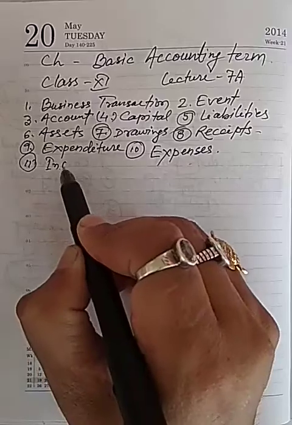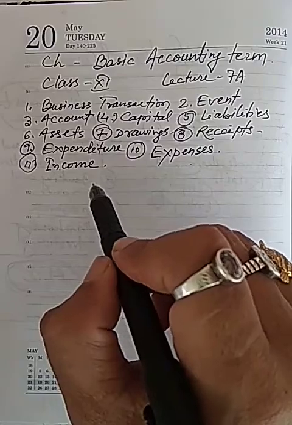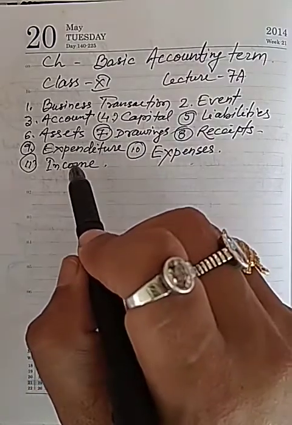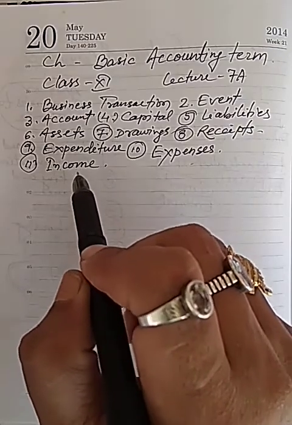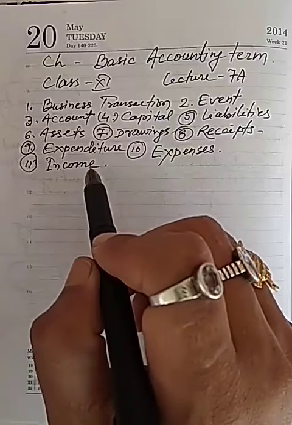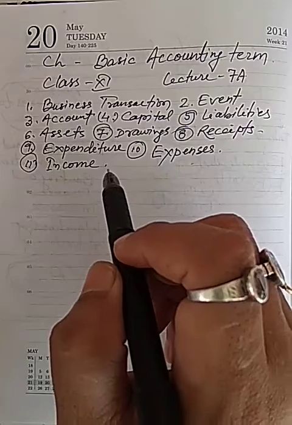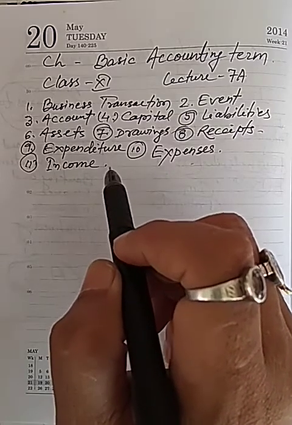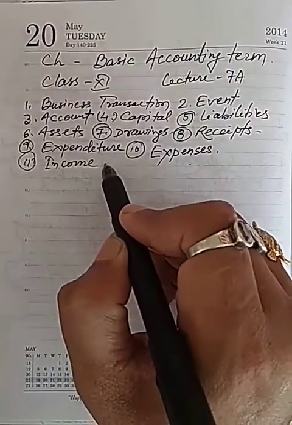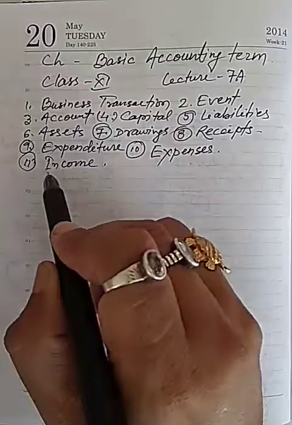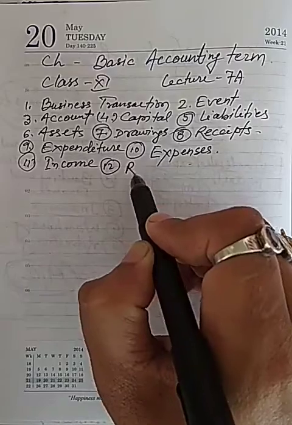Now next point is income. Income is different from revenue. Amount received from sale of goods is called revenue, and the cost of goods sold is called expenses. I also explain about revenue.